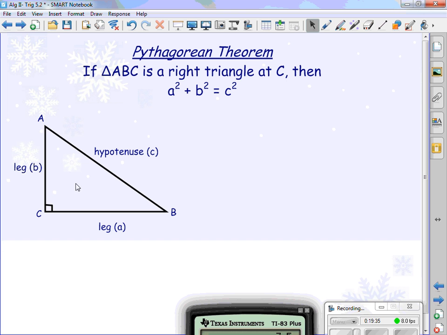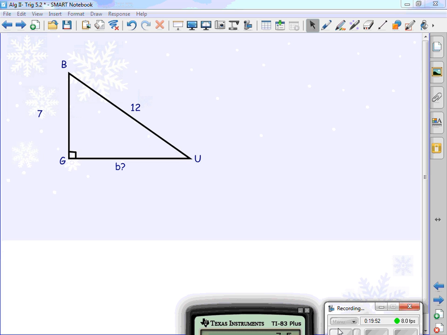A and b are your legs. And it doesn't matter if you call this one the leg a and this one leg b, you can flip them around. Hypotenuse is always opposite the right angle. I have triangle BUG. I have this side 7, this side's 12. I want to find out what this side is. Is this side a leg or a hypotenuse? A leg. I want you to find out what b is.